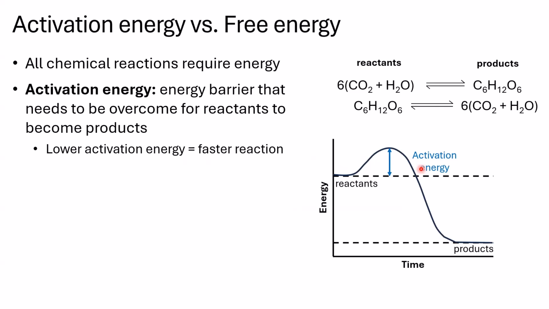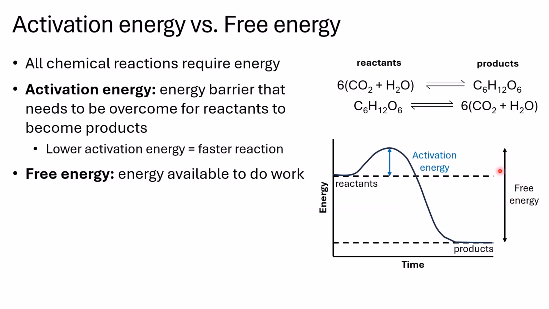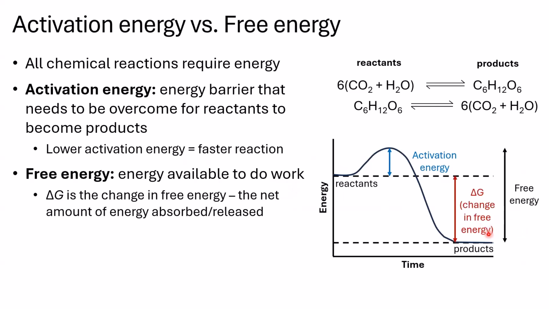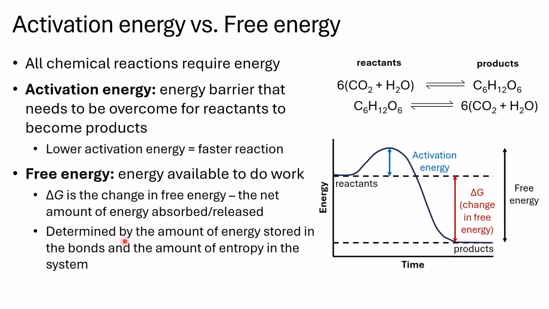Free energy, represented by the symbol G, is the amount of energy available for the reaction to occur. What we really care about, though, is the change in free energy, represented by delta G, with delta meaning change. This is the difference in energy between the reactants and products, and how much net energy was released or absorbed over the course of the reaction. We won't really get into this, but the change in free energy is ultimately determined by a combination of how much energy was stored in the bonds and how much entropy is in the system.